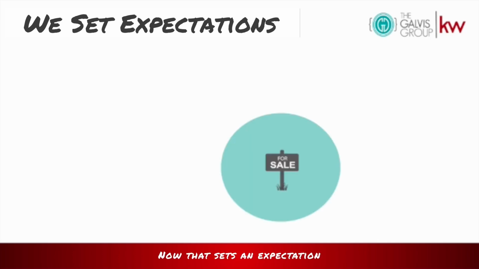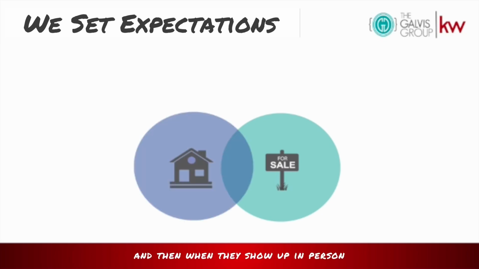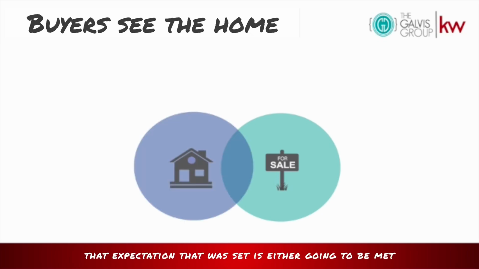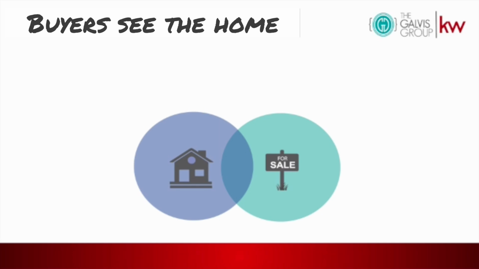Now that sets an expectation. They interpret the story, they decide how the home will likely support their lifestyle wants and needs. And then when they show up in person, that expectation that was set is either going to be met, in which case we've got a reasonable chance of having one offer out of every 5 or 6 of those buyers whose expectations we met when they toured the home.